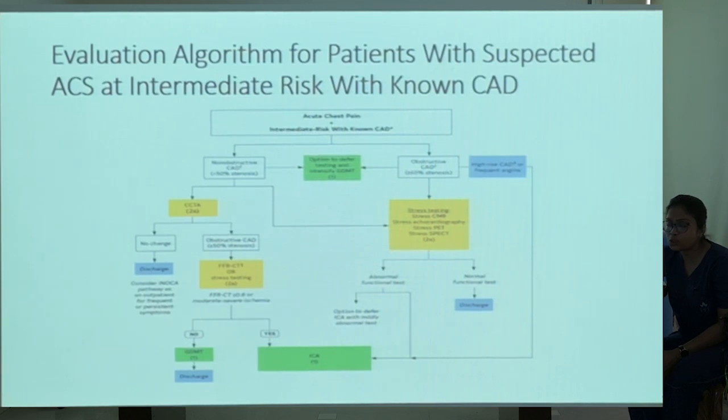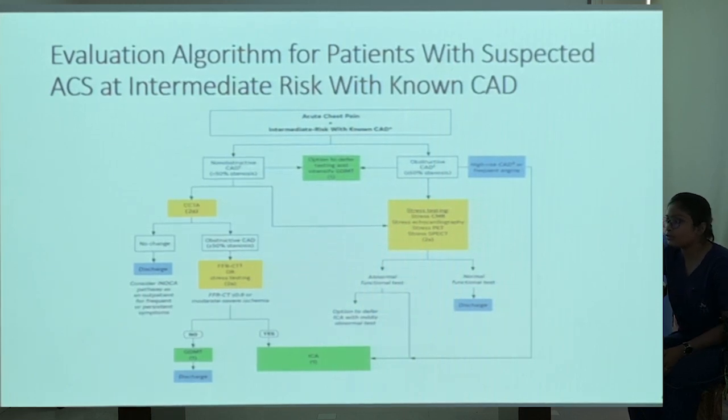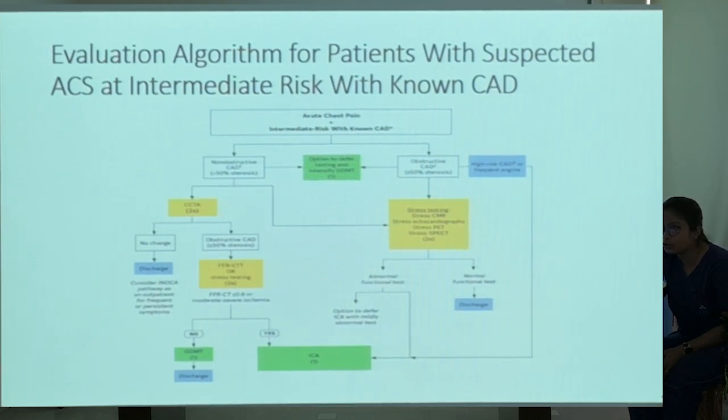If the coronary angio shows no change, we can discharge the patient, but considering the next line of management, the INOCA pathway. If there is obstructive CAD in the coronary angio done in case of suspected non-obstructive CAD, then we can go for stress testing or FFRCT. FFRCT, if the finding is persistent for guideline directed medical therapy, then we can discharge the patient, or we can shift to the obstructive CAD algorithm.